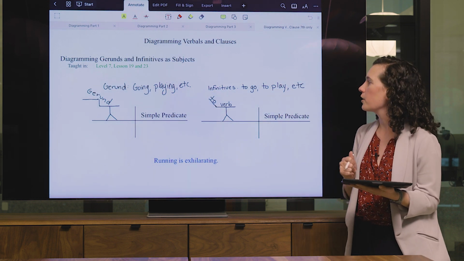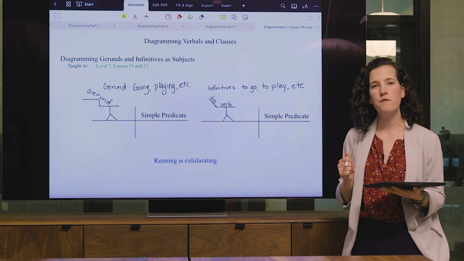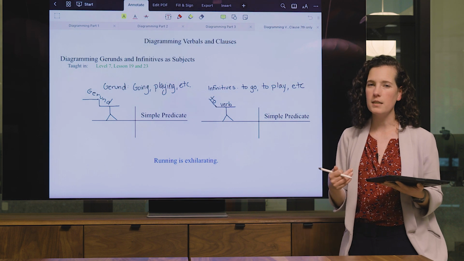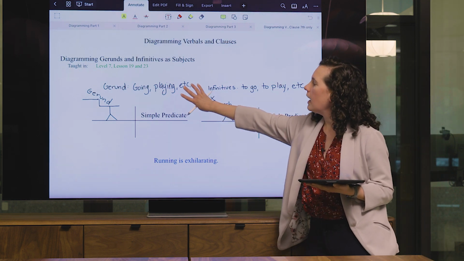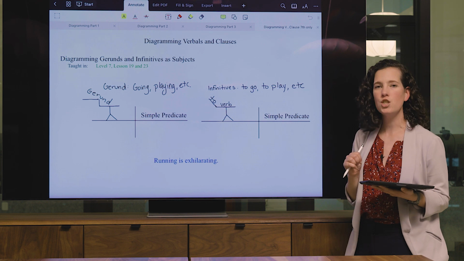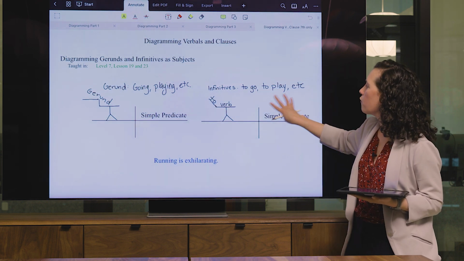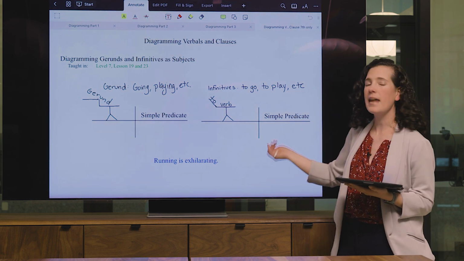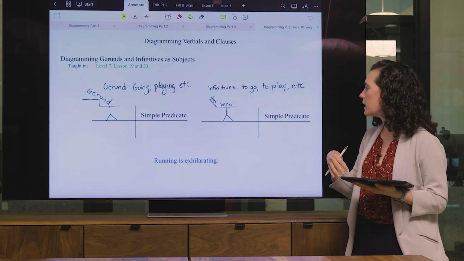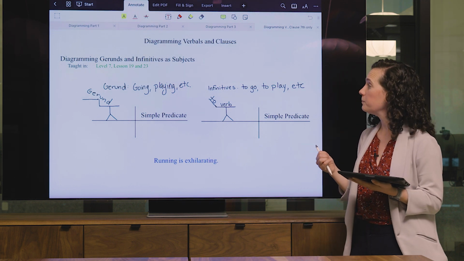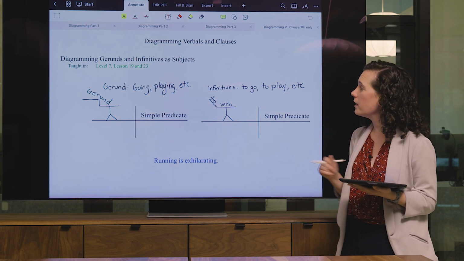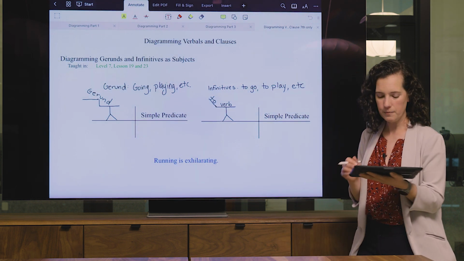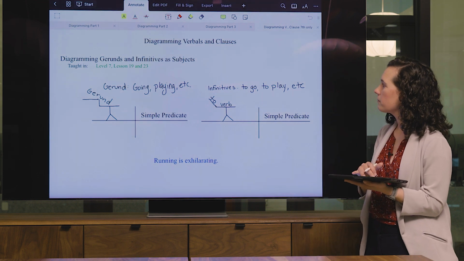The first thing you're going to learn about that's new are called gerunds and infinitives. They're like a verb, but they act as something else in the sentence. So a gerund acts as a noun and ends in ing. An infinitive has the format of to and then a verb: to go, to play, to be. Those are infinitives. And they can act as all different things in the sentence: subjects, adjectives, and adverbs. In lesson 19 and 23, you learn about diagramming gerunds and infinitives as the subject of your sentence. So let's look at some examples.